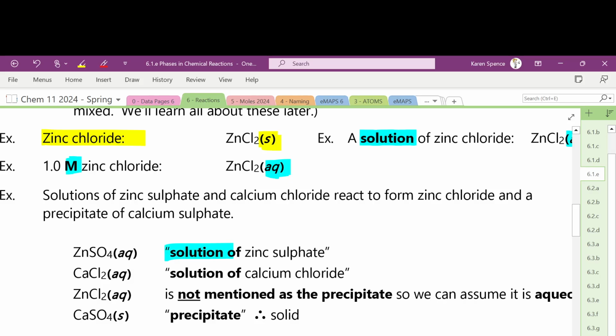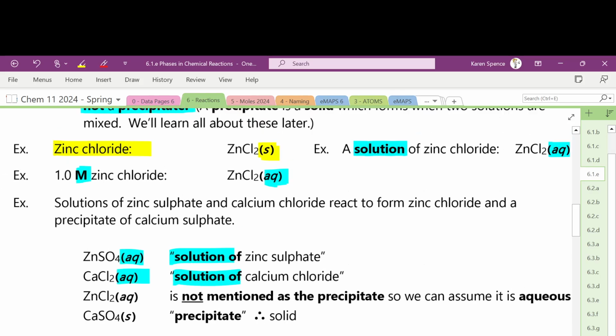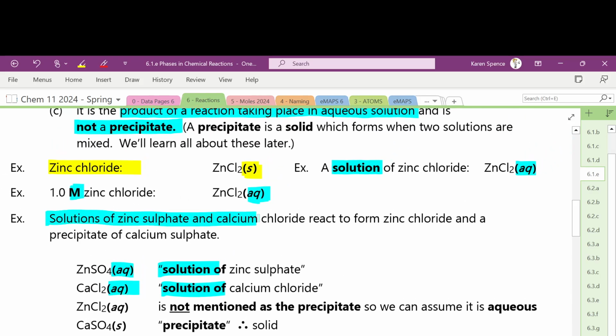A solution of zinc sulfate is aqueous. Solution of calcium chloride, aqueous. So we have two solutions, and they react to form zinc chloride and a precipitate of calcium sulfate. Well, when it says precipitate, a precipitate is a solid. Okay, and like I said, we'll learn more about that later. Since it does not say that zinc chloride is a precipitate, we can assume that it is aqueous.